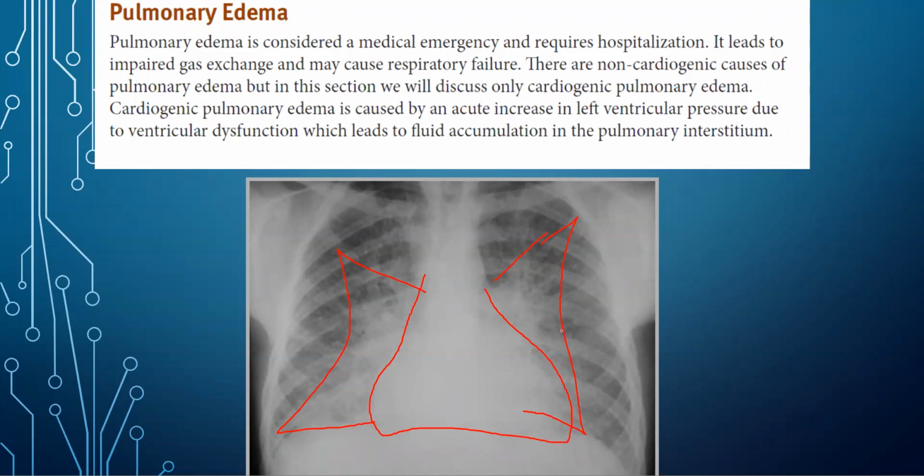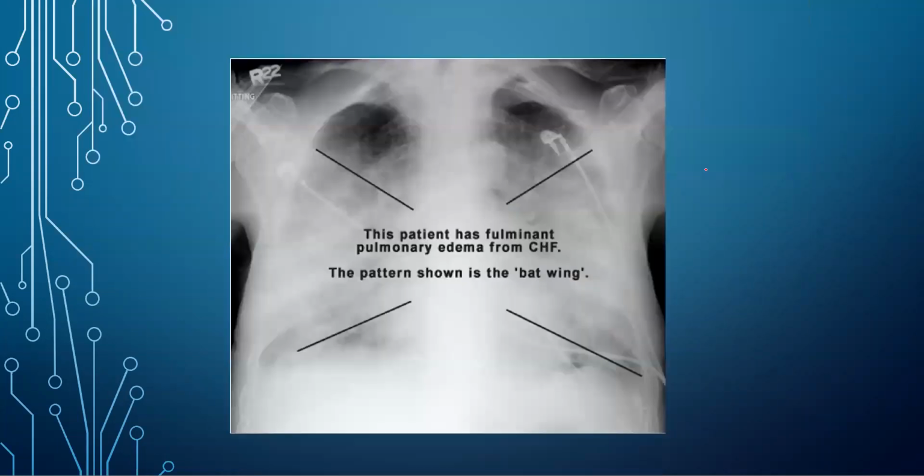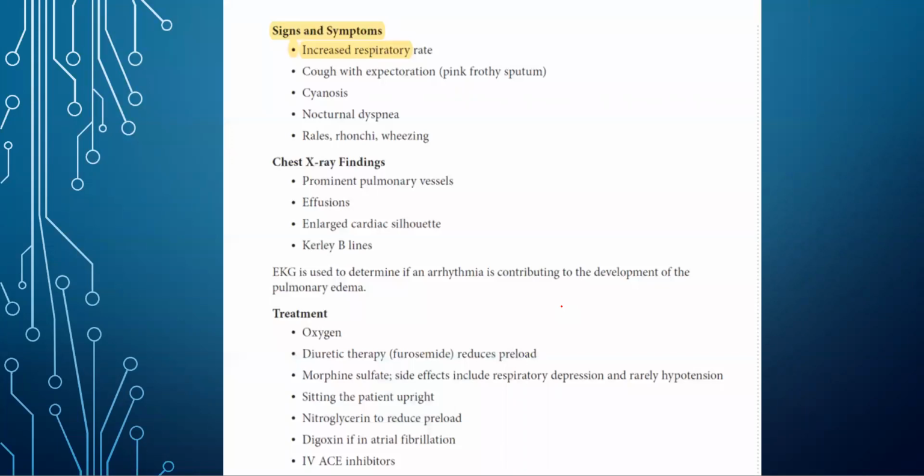It's very important to start furosemide and spironolactone in this patient. So this is the bat wing appearance in case of pulmonary edema. And you know that a pulmonary edema patient will present with dyspnea. The patient will also have bilateral basal crepitation. They can have a pink frothy sputum.